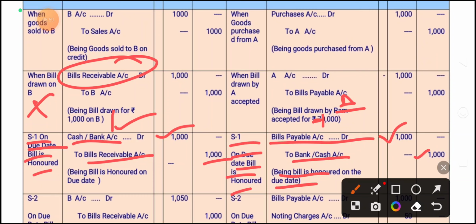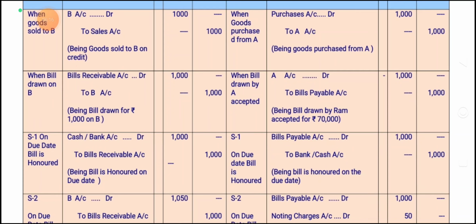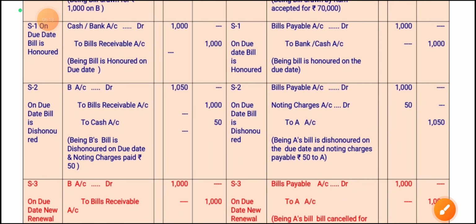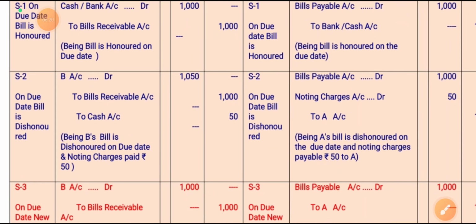This is situation 1. Bill is honored and A is getting money, B is paying money. So cash will be debited in the books of A and cash will be credited in the books of B. Bills receivable will be credited, bills payable will be debited. That's it. Okay. Second situation, see the second situation, very important one.